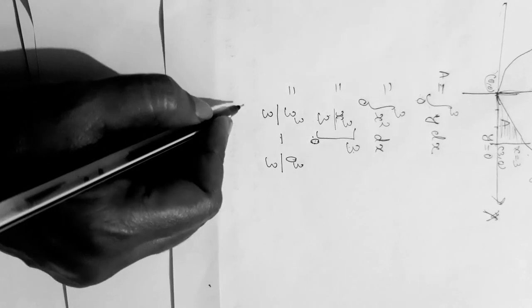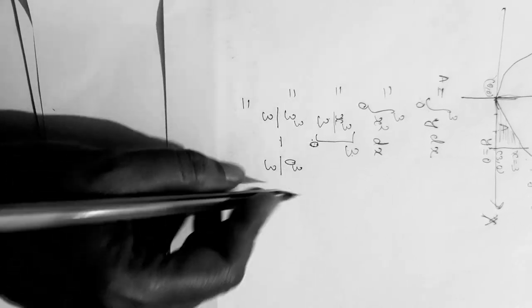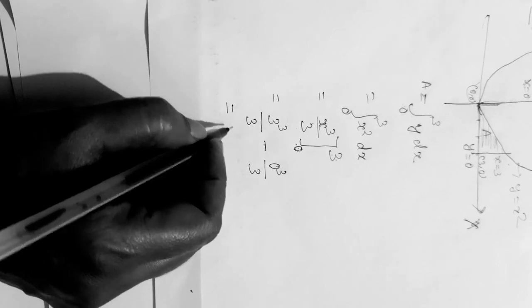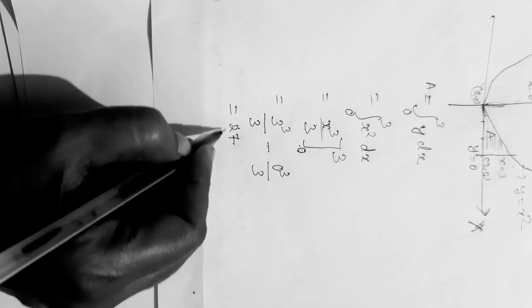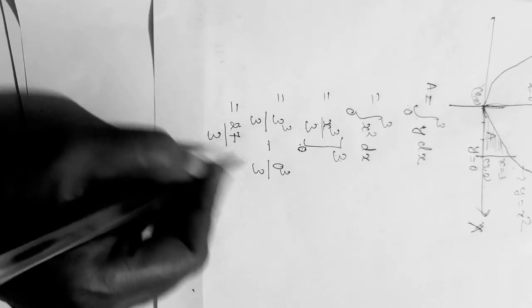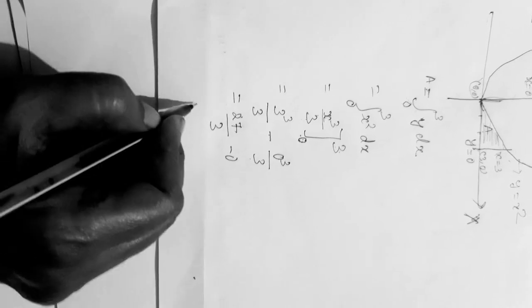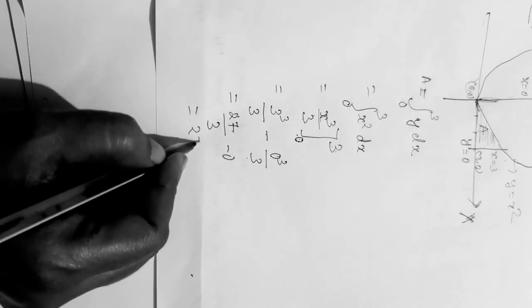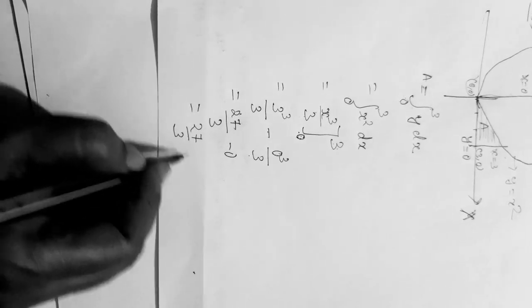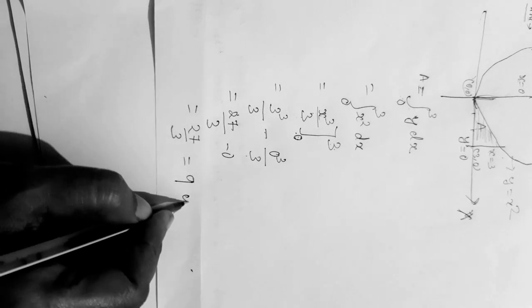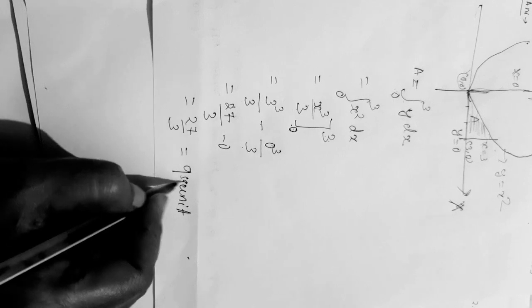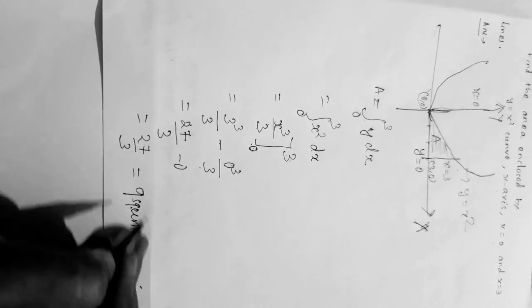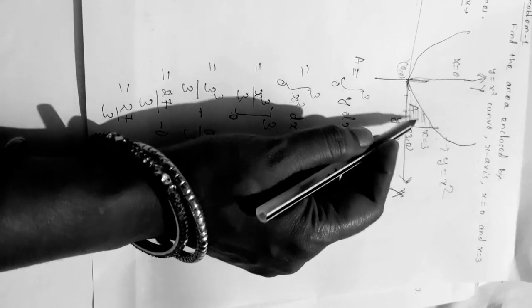Now we just simplify this to get our answer. 3 cube is 27 by 3 and 0 cube by 3 is 0. So at last you have 27 by 3, which is 9 square unit. This is nothing but the area of this bounded region.